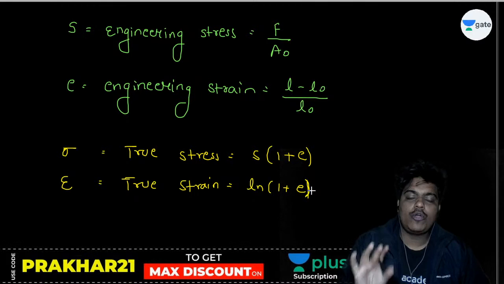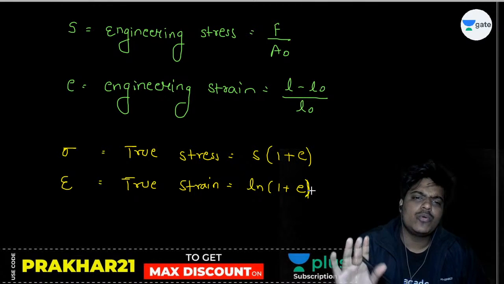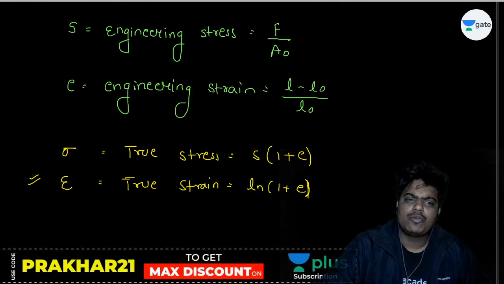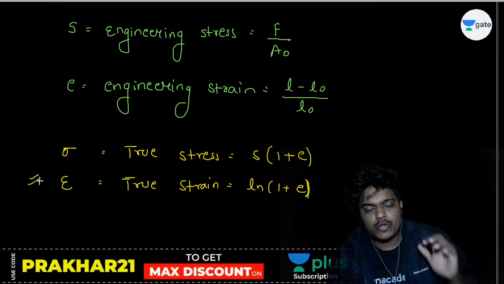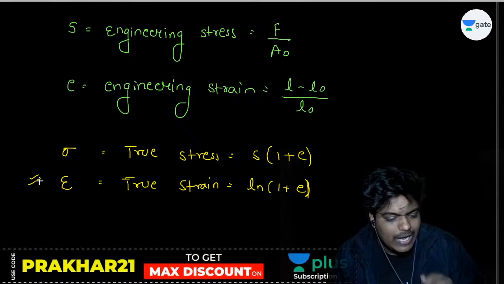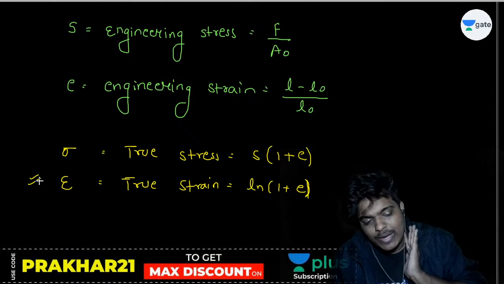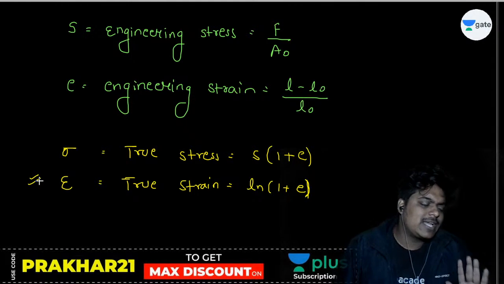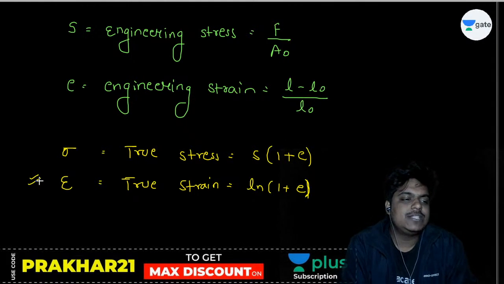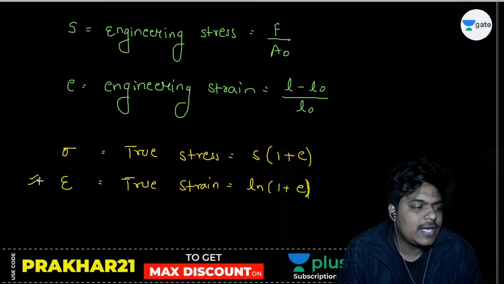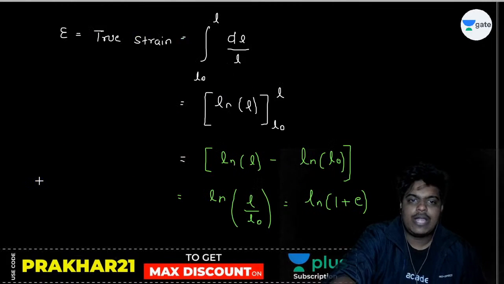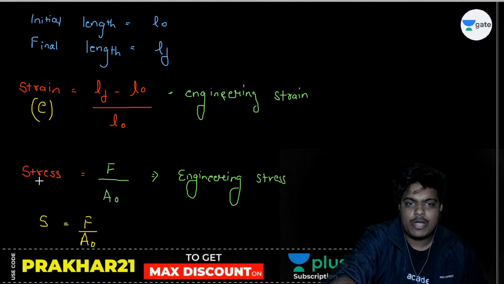So these are the four very important formulas. Every year you can say one question comes from true strain. If you know the formula for true strain, you don't have to worry about anything. These are very basic things. Is it clear?